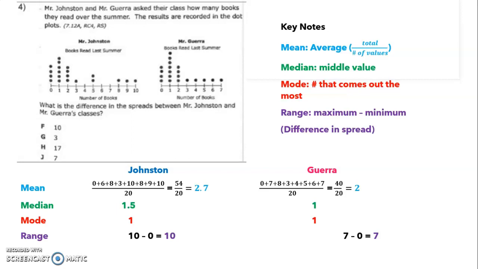Okay. So now that I know the value, it says what is the difference in spreads. So difference in spreads means subtraction, right? So key note: what is the subtraction of the ranges for Johnston and Guerra?